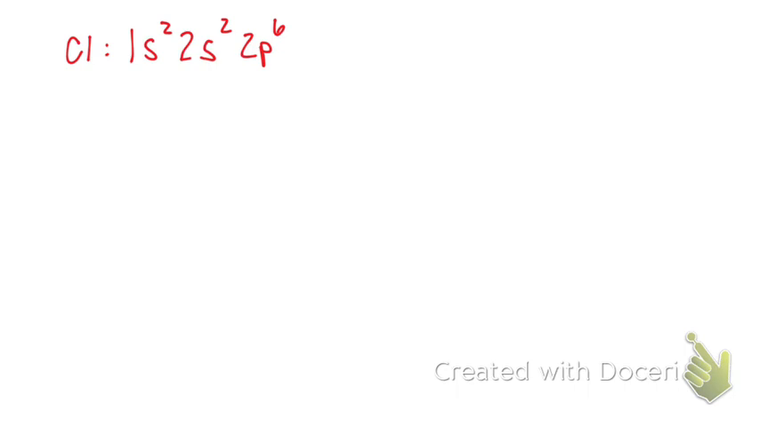After that, I'm going to jump down to sodium. Now I'm at 3s, and it can hold 1, 2. Then I'm going to move over to chlorine, which is 3p, what? 5. 1, 2, 3, 4, 5. Okay, so that is a finished electron configuration.